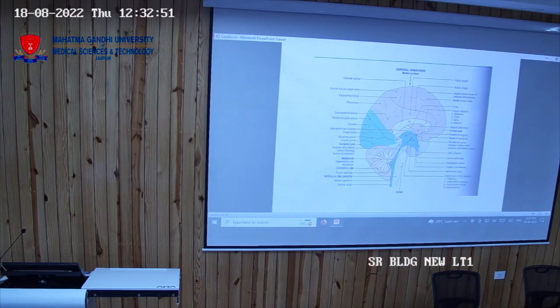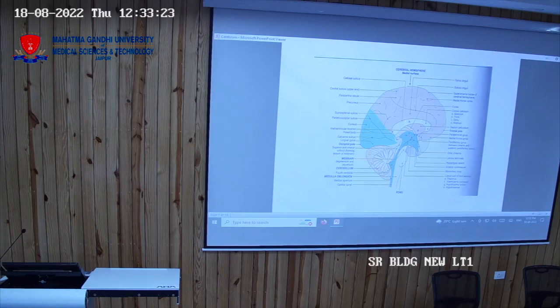Below this, come to this part. The third ventricle is continued downward below this, through the cerebral aqueduct. Look here, what is this part where the cerebral aqueduct is present? In the midbrain. Through this cerebral aqueduct, the third ventricle is continued with the fourth ventricle.